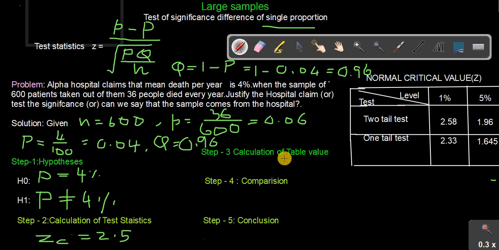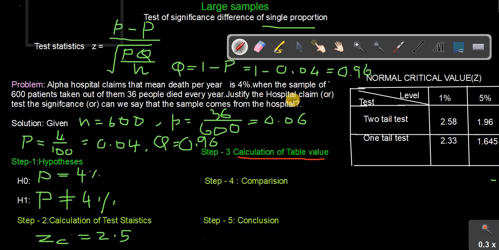Now the next step is calculation of table values. This is a normal variate. You come to this particular table here. For a two-tail test, the 1% value is 2.58. For a two-tail test at the 5% level of significance, the value is 1.96. For a one-tail test, the 1% level is 2.33. For a one-tail test at 5%, the value is 1.645.